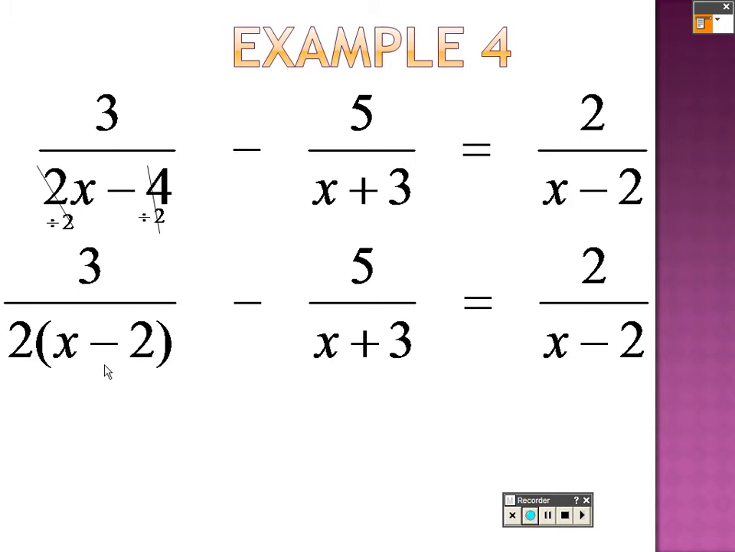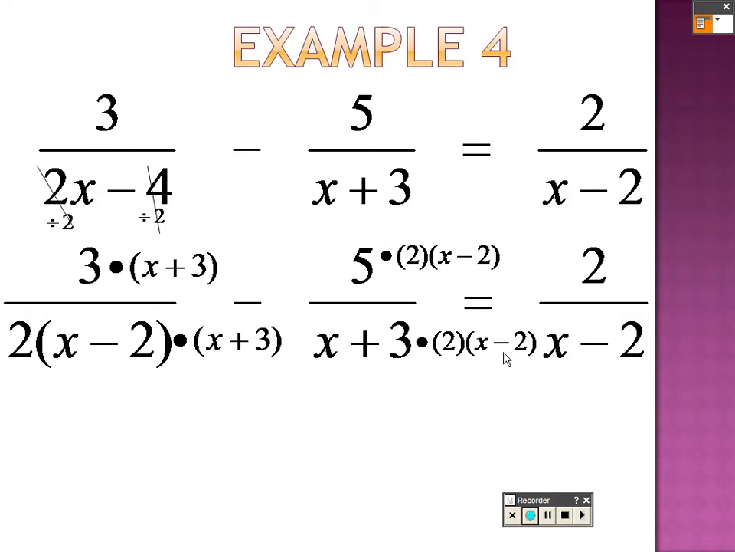I notice that this has a 2 in it, this does not, so I'm going to have to also multiply this one by 2 and this one by 2. This one has an x plus 3 in the bottom, but these two do not, which means I'm going to multiply this one by an x plus 3 and this one by an x plus 3. This is how I make everything on the bottom the same. So because this has an x plus 3 and I'm multiplying the top and the bottom of this one by an x plus 3, and this one needs a 2, and it needs an x minus 2, so that's why I'm multiplying it by a 2 and an x minus 2.